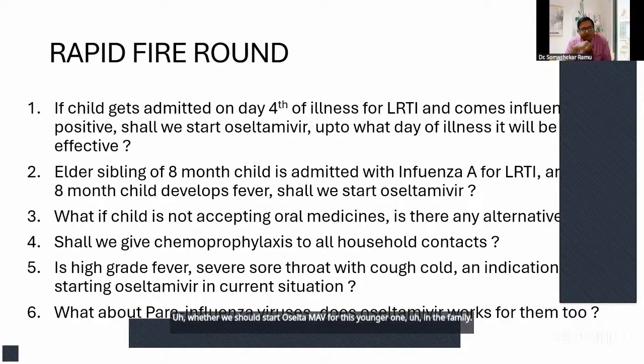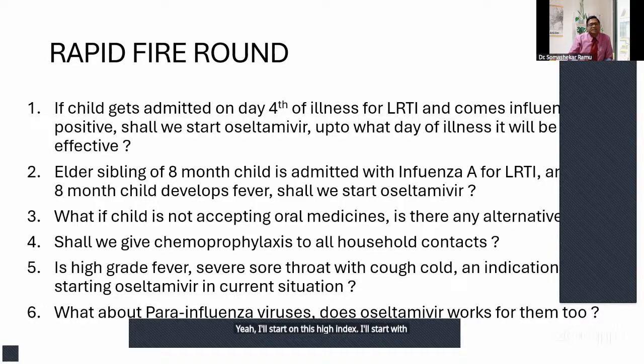Looks like these are twins. Both are 8 months. Maybe one is admitted, another one is here. Yeah, I'll start this high index. I'll start upfront for this baby.